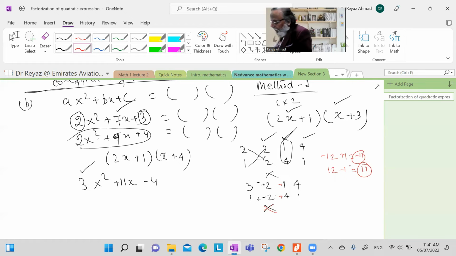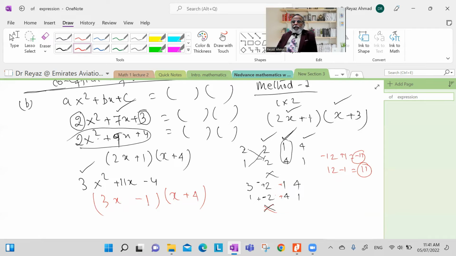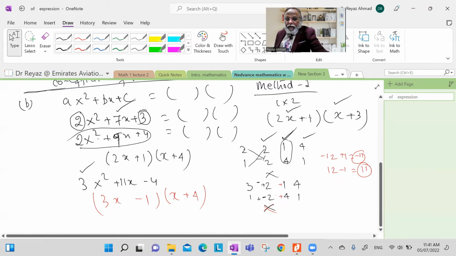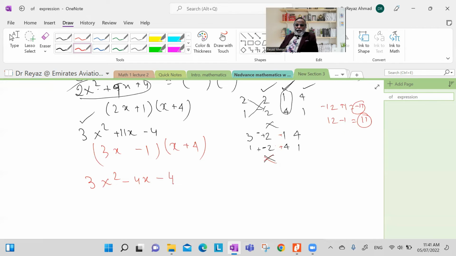So I'll be writing what here? 3x and x. 3 is going to multiply positive 4. Here positive 4 and here is minus 1. And this is the answer of this factorization. Let us take another example, the same problem, 3x squared minus 4x and minus 4.